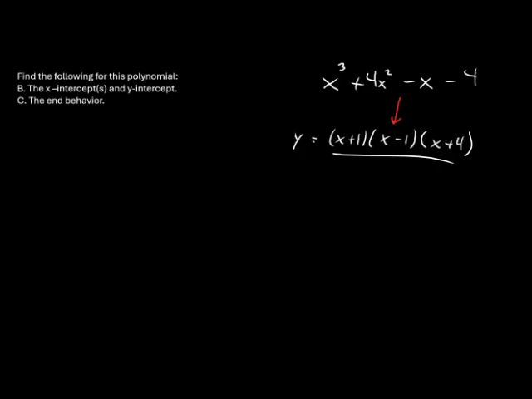Next, we'll get the x and y intercepts for the function. In order to get the y-intercept, our first move will be to let x equal 0. This means everywhere we see x, we place 0 instead. So we'll have y equals 0 plus 1 times 0 minus 1 times 0 plus 4.